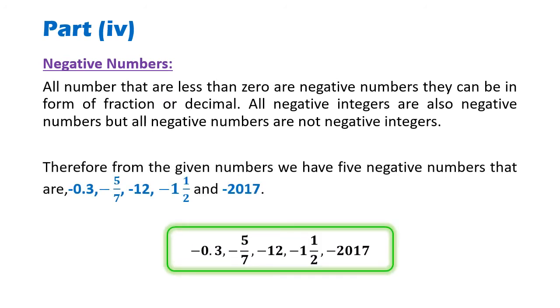Part 4. Negative numbers. All numbers that are less than 0 are negative numbers. They can be in the form of a fraction or decimal. All negative integers are also negative numbers, but all negative numbers are not negative integers. Therefore, from the given numbers we have five negative numbers, that are -0.3, -5/7, -12, -1 whole 1/2, and -2017.